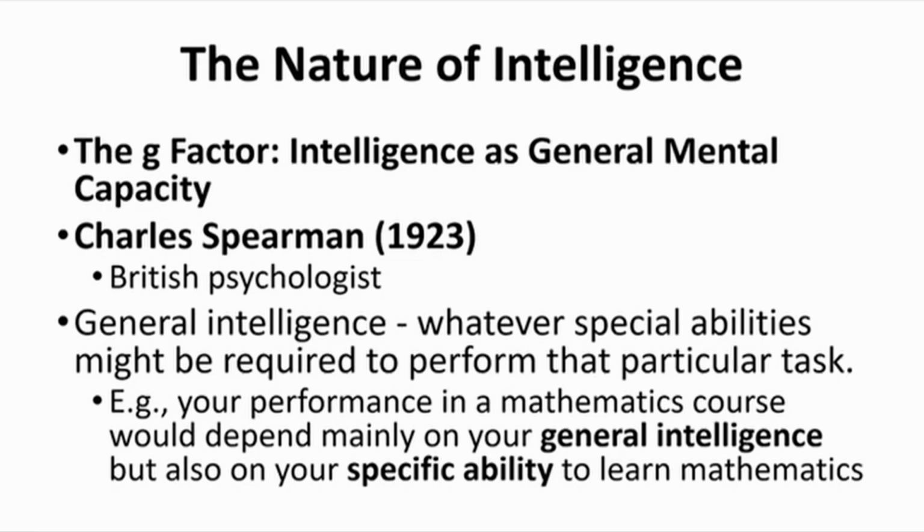So for example, your performance in a math class would depend on your general intelligence and your specific ability to learn mathematics. This idea of general intelligence has carried through to today, where quite a few researchers still believe that there is some general measure of intelligence, where some people are overall more intelligent than others. And in fact, this general measure of intelligence seems to strongly correlate with performance in both areas of academics and in jobs. So even though this theory was proposed quite a long time ago, it still seems relevant today.